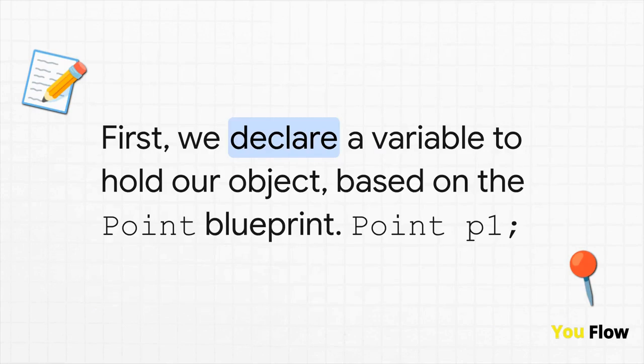So what does this look like in code? It's pretty much a two-step process. We call it instantiation. First, you have this line. Point p1. All you're doing here is telling the computer, hey, make a space for me. I'm going to have an object based on the Point blueprint, and I'm going to call it p1. You're just making a reservation.